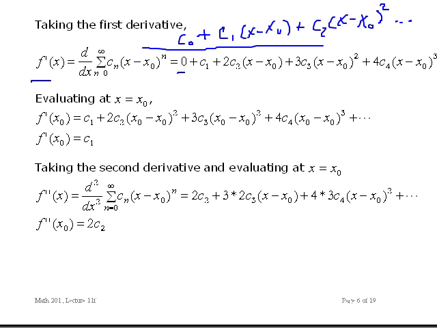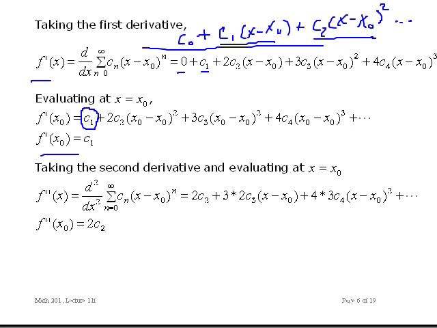That's the first term. If I take the derivative of the second term here, I will get just c1 by itself. If I take the derivative of this third term using the power rule, the 2 comes out in front, so I have 2c2 times x minus x naught. The next one will be 3 times c3 times x minus x naught squared, etc. Now evaluate at x equals x naught, and you'll see that the only remaining term is this c1. The rest of them vanish. So the first derivative of the function at x naught equals c1.